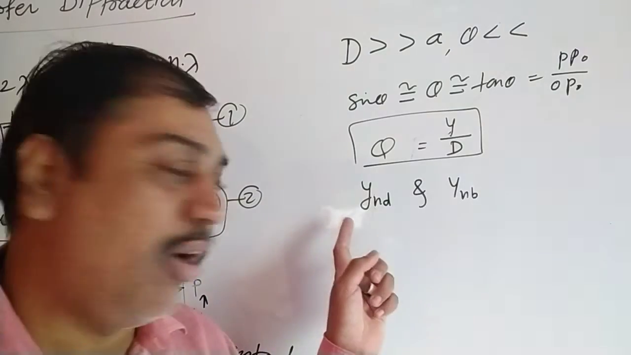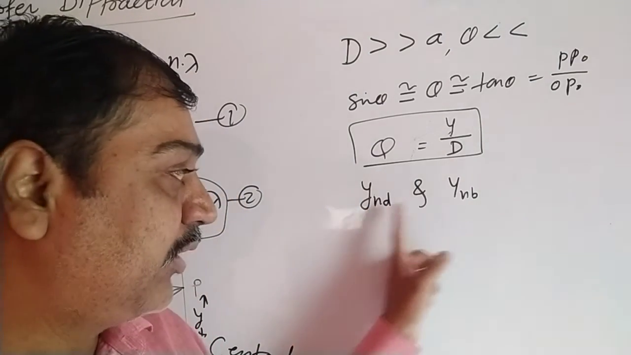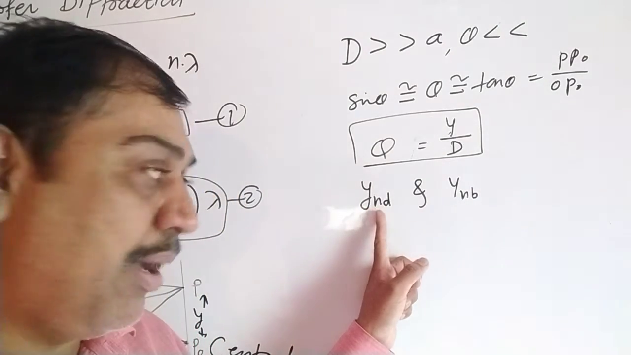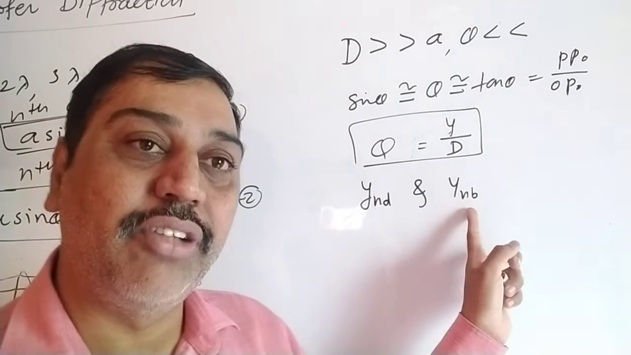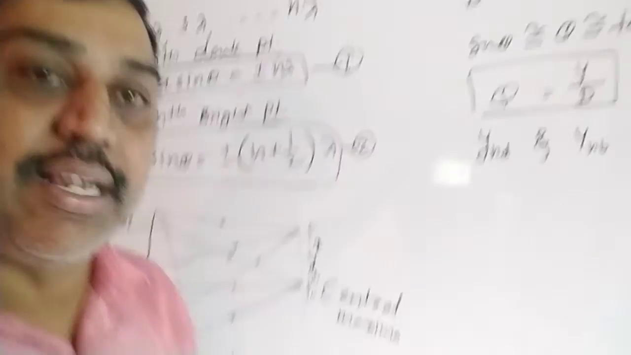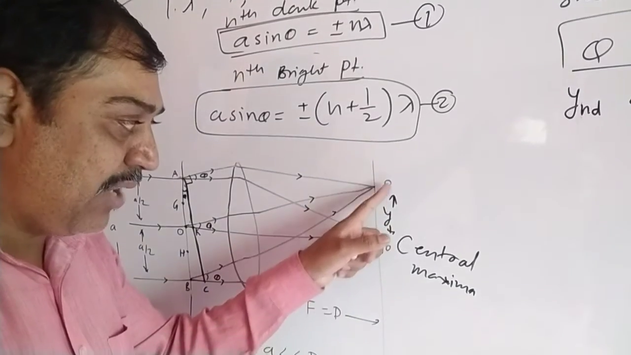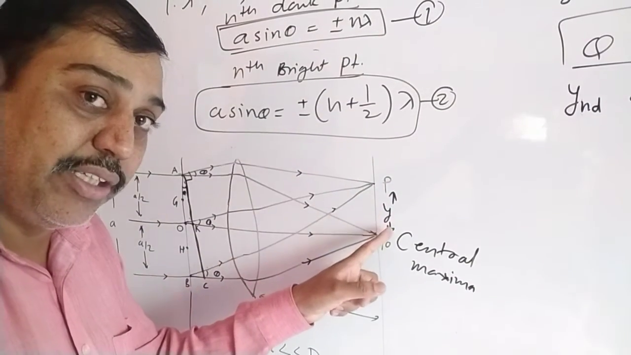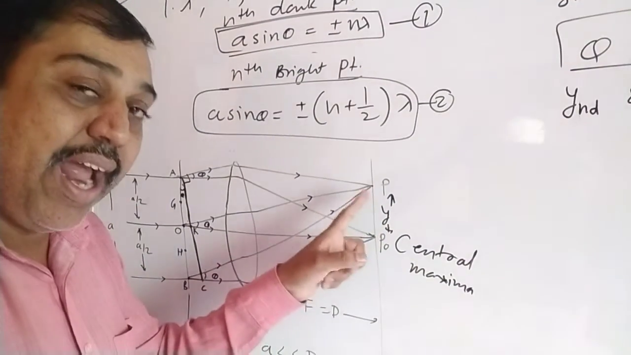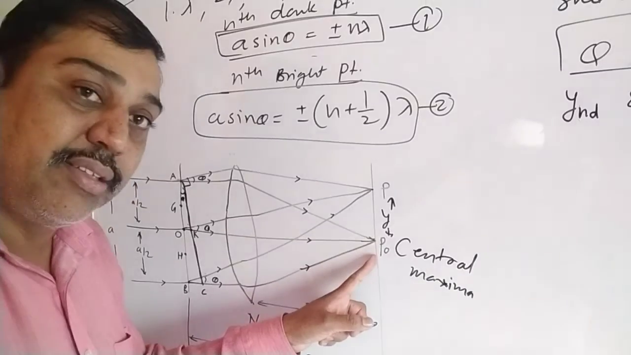Y and d means what? Nth dark point, distance of nth dark point from the central maxima. Y and b is what? Distance of nth bright point from the central maxima. Let's look here. So this is a bright point. Y and d means nth dark point distance. Y and b means nth bright point distance from the central maxima.